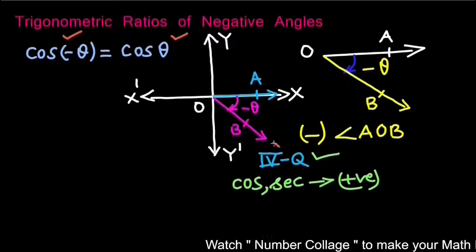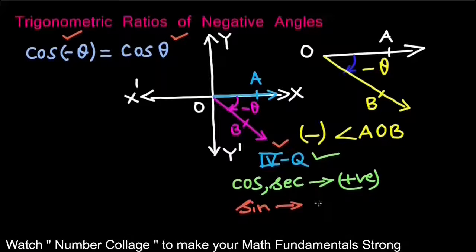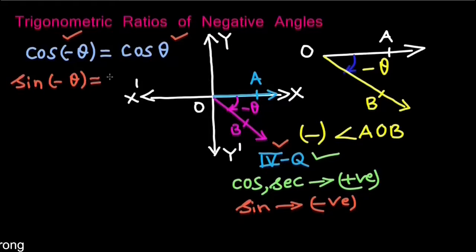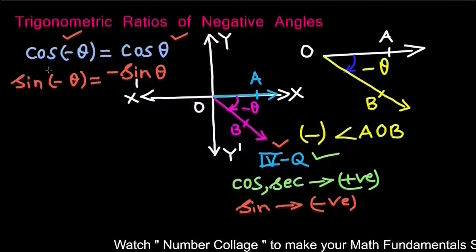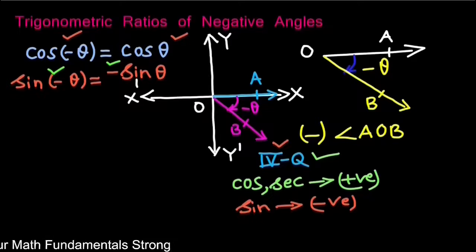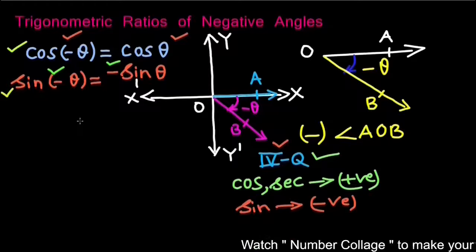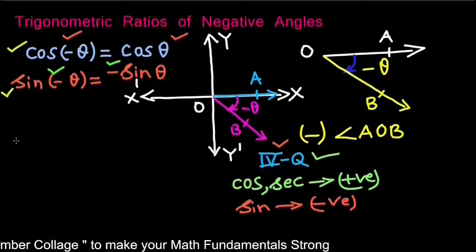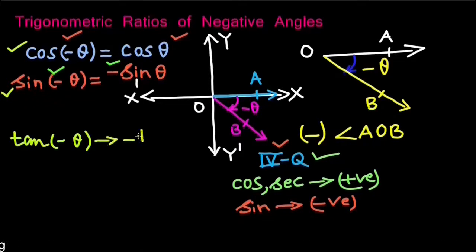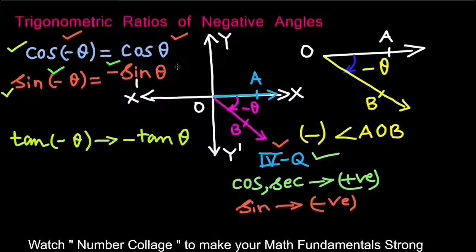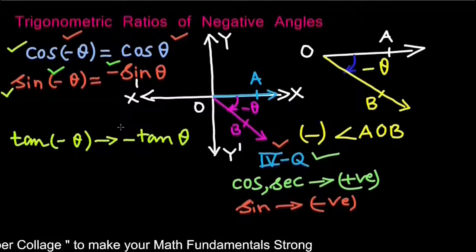But since it is the fourth quadrant, sine ratio will be negative. Therefore, sine of minus theta will be equal to minus sine theta. The negative sign of the angle has affected the sine ratio. Now, from the sign change of these two ratios, we can write the signs of negative angles of the remaining ratios. Tan of minus theta will be minus tan theta. Why? Because tan is nothing but sine upon cos, and since sine is negative, tan will also be negative.